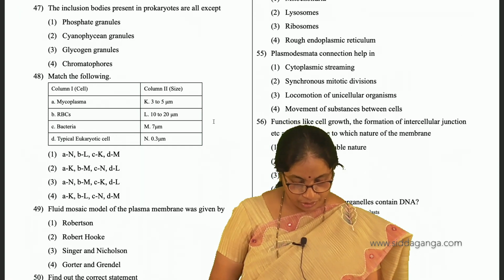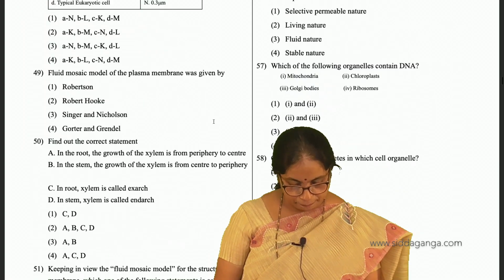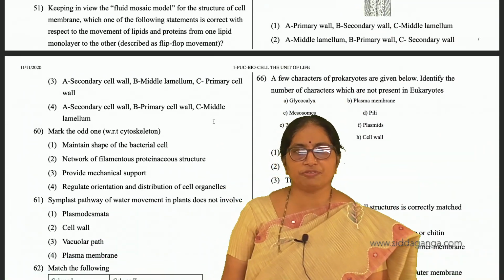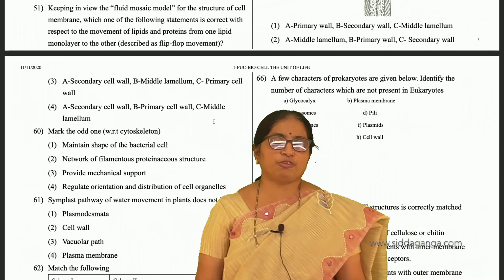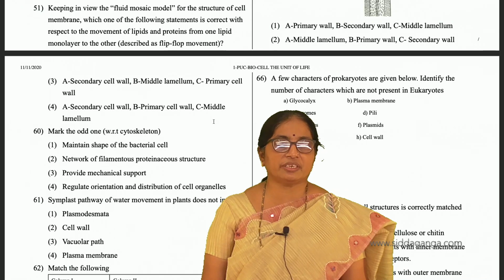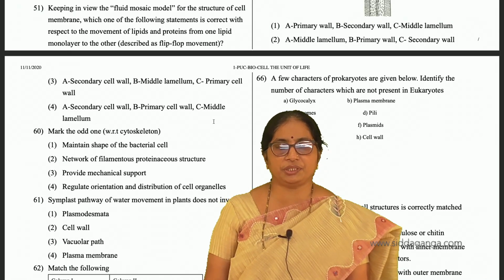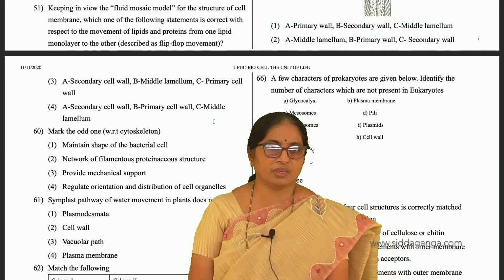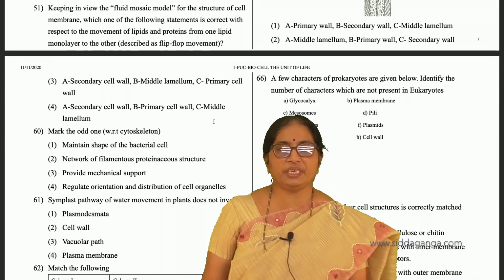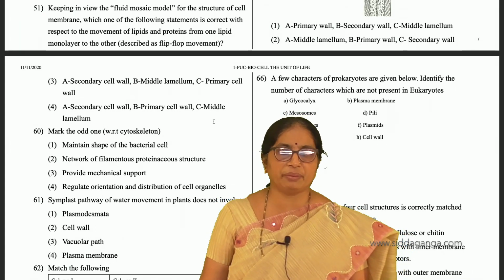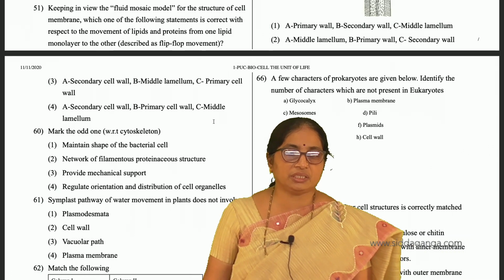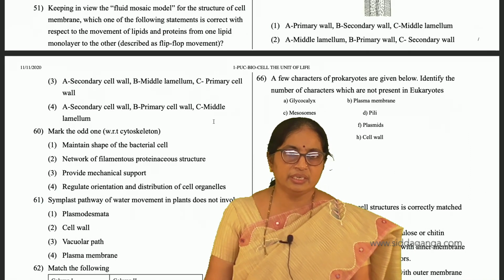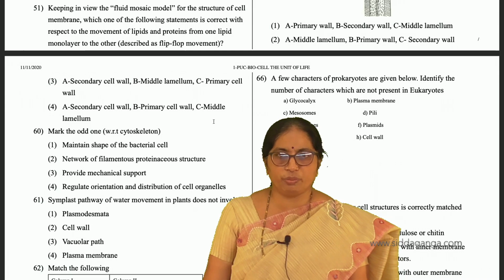Next is question number 51. Keeping in view the fluid mosaic model for the structure of cell membrane, which one of the following statements is correct with respect to the movement of lipids and proteins from one lipid monolayer to the other? It is based on the fluid mosaic model of the cell membrane, and the movement from one layer to another is also described as the flip-flop movement.